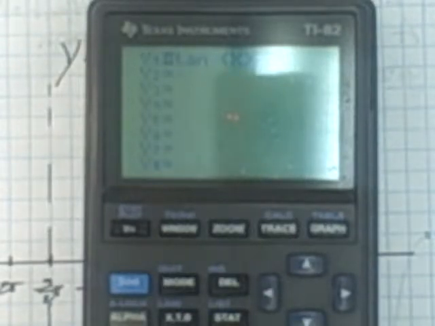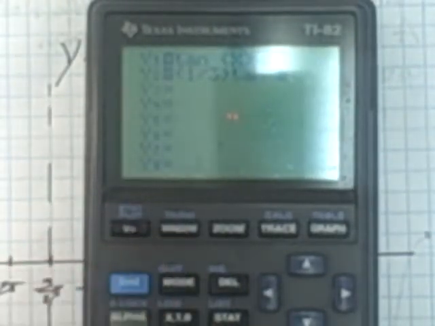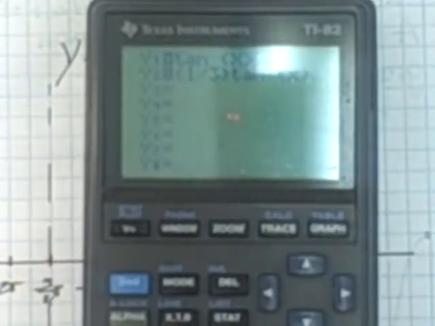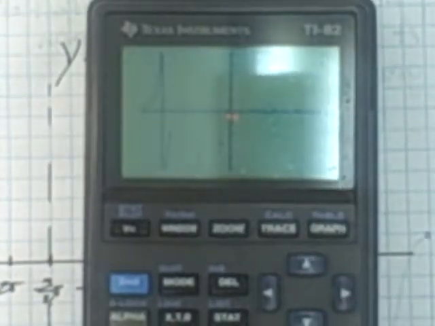So let's put in a half or a third or something like that. Let's put in a third. Let's go bracket 1 divided by 3, close the bracket, tan, bracket, x variable, close the bracket. And then graph that. Okay, the tan x graph is there.